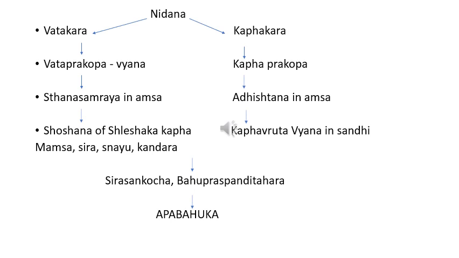produces Shoshana of Shleshaka Kafa, Mamsa, Sira, Snayu and Kandara in that region, and it produces Sira Sankocha and Bahu Praspandita Hara, producing Apabahuka. Again, Kafakara Nidanas produce Kapha Prakopa and Sthana Samshraya in Amsa, and Lakshanas of Kaphavrita Vyana in Sandhi are seen. The pain and loss of movements are seen when Vyana is obstructed. So Sira Sankocha and Bahu Praspandita Hara produce symptoms and produce Apabahuka.